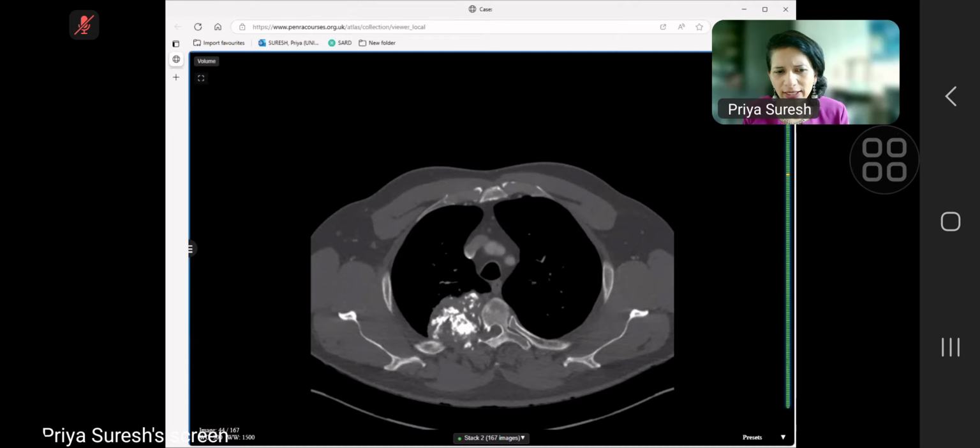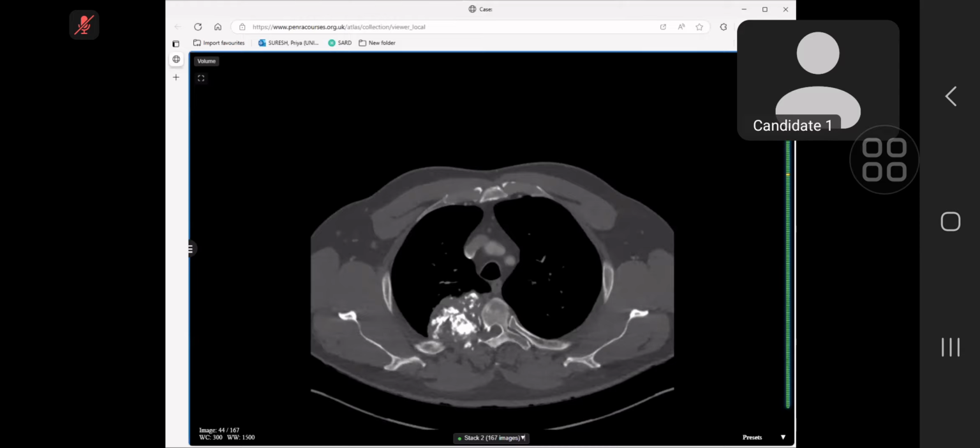Okay. Anything else that you want to comment on? I can't see any definite extension into the spinal canal because I am expecting it can be neurofibroma or schwannoma which is arising, but it does not usually contain the amorphous type of calcification. So it seems a cartilaginous tumor. Okay, fine.